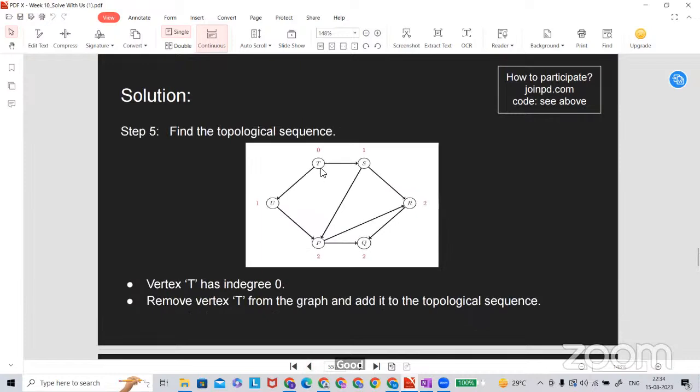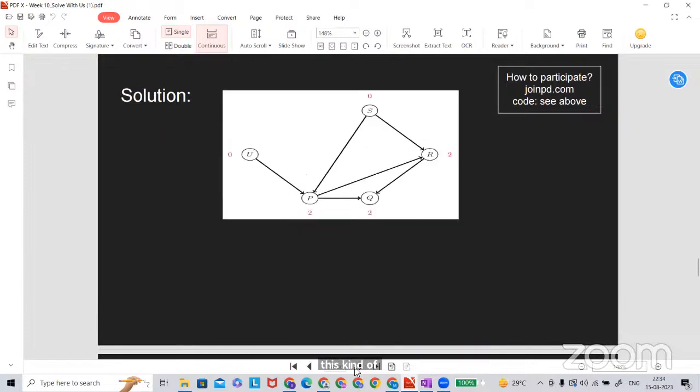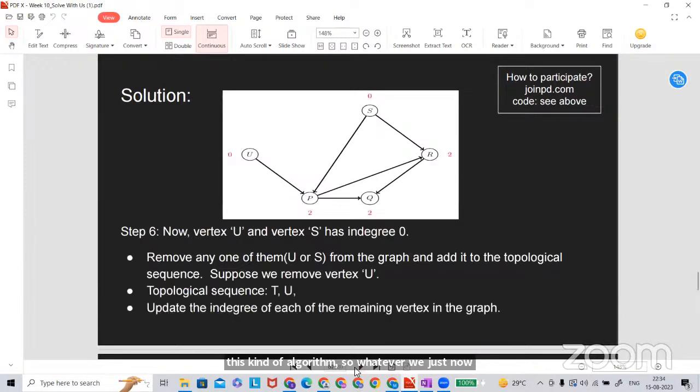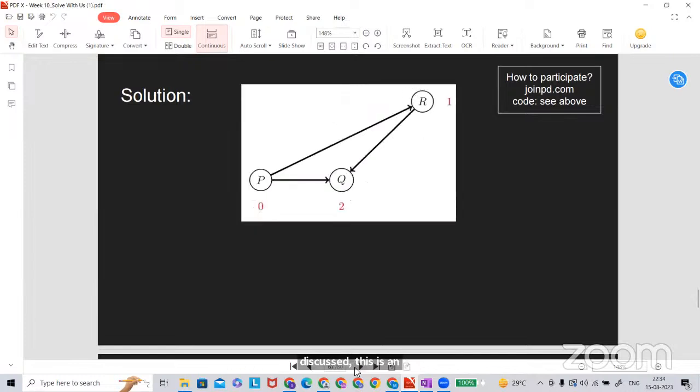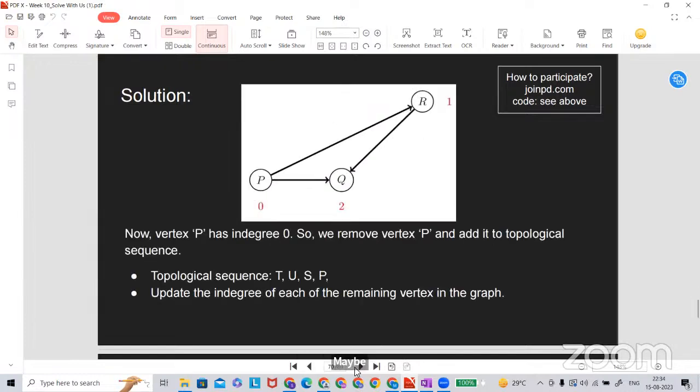Here there are not many edges, so that is easy to do by looking. But this is an algorithm. Whatever we just now discussed, this is an algorithm. By this way you can do it if it is a more complex graph. That's why I'm asking, is what I have done the right way? I think for a simpler graph it could be done, but if you go this way it will give the accurate answer, no?